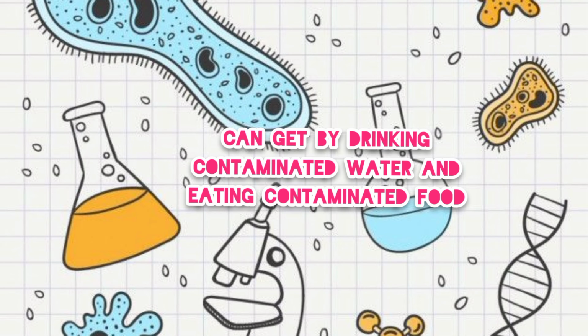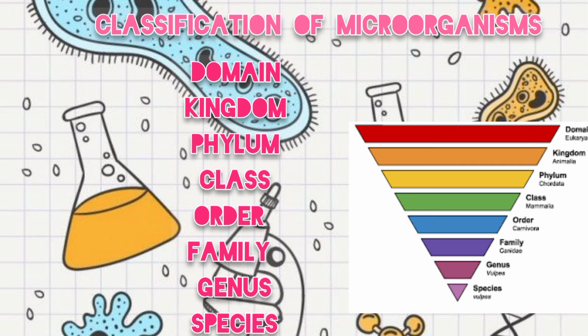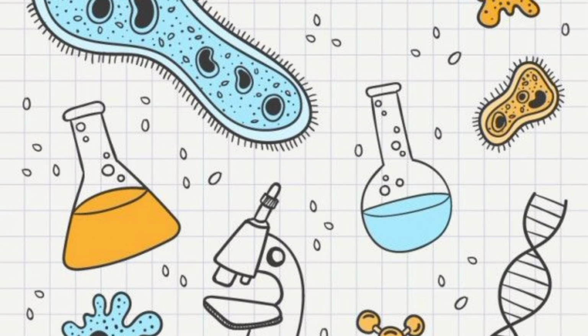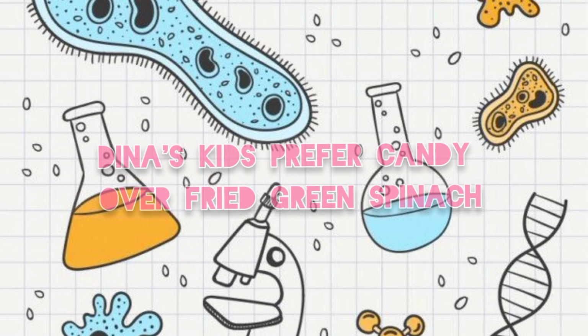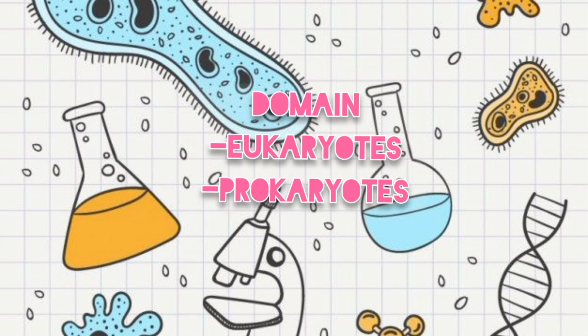And now let's proceed to the classification of microorganisms. Let's start from highest to lowest: domain, kingdom, phylum, class, order, family, genus, and species. And you can also memorize the mnemonic, which is: Dina's kids prepare candy over green fried spinach.